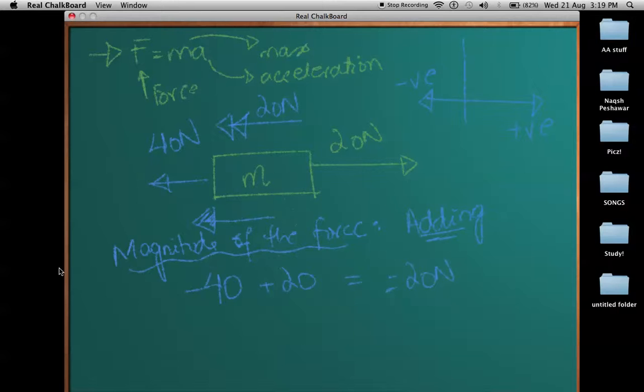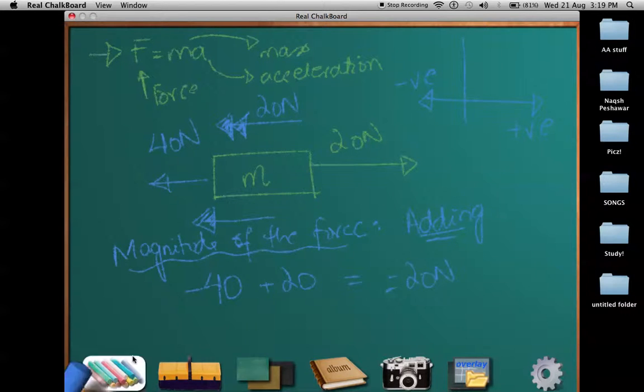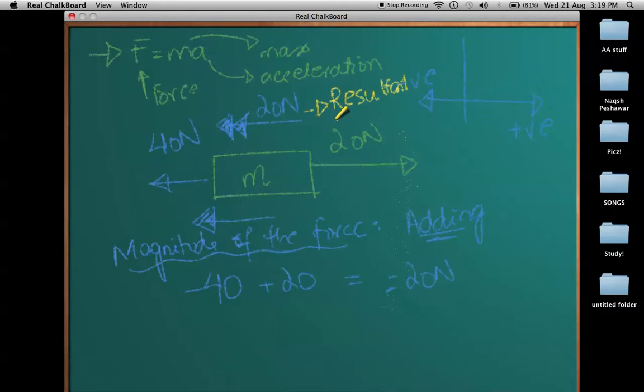So we predicted this already, that the direction of the total force would be somewhere in this direction, but now we know the magnitude. Remember, this thing is called the resultant force or the net force or the total force. This is the total force, and in your formula, F is equal to ma, here the F stands for not only force, it stands for the net force or the resultant force.